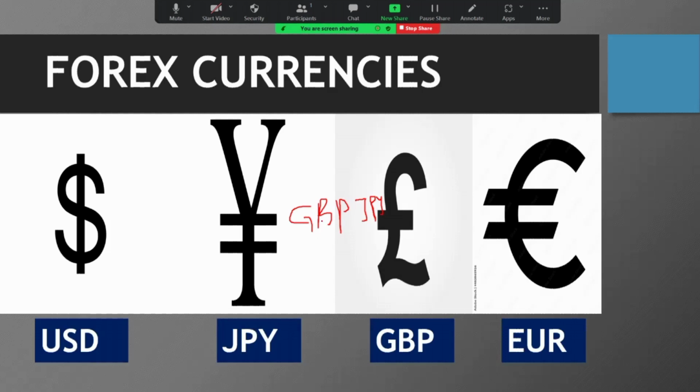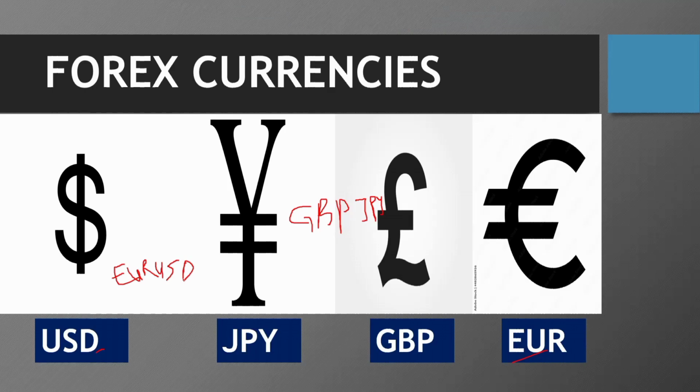If I want to buy GBP JPY now, it means that I'm saying, okay, GBP is going to get strong, and JPY is going to get weak. That's all I'm saying. If I like USD and Euro, the pair is called Euro USD. We trade in currency pairs, not in single currencies. USD JPY, GBP JPY, GBP USD, Euro USD, Euro JPY, Euro GBP. So we trade in currency pairs.